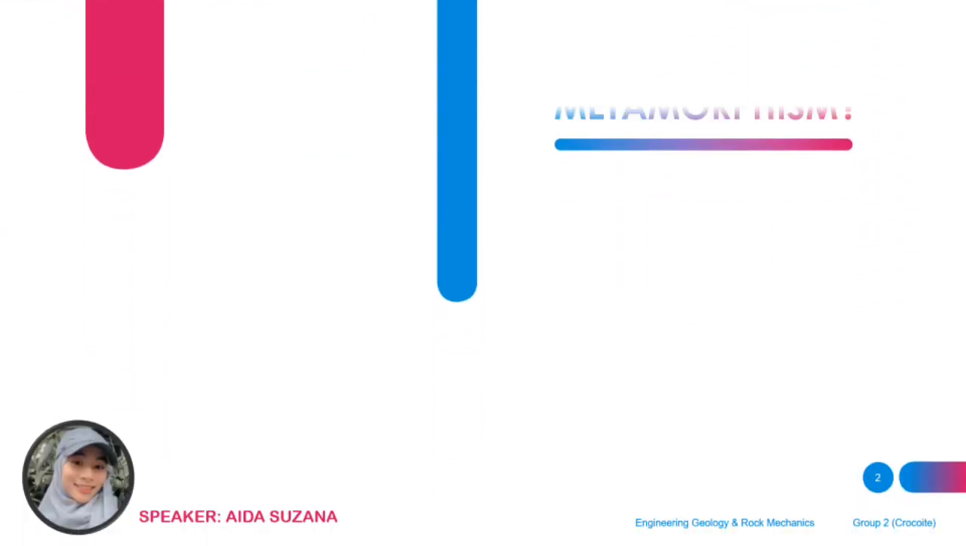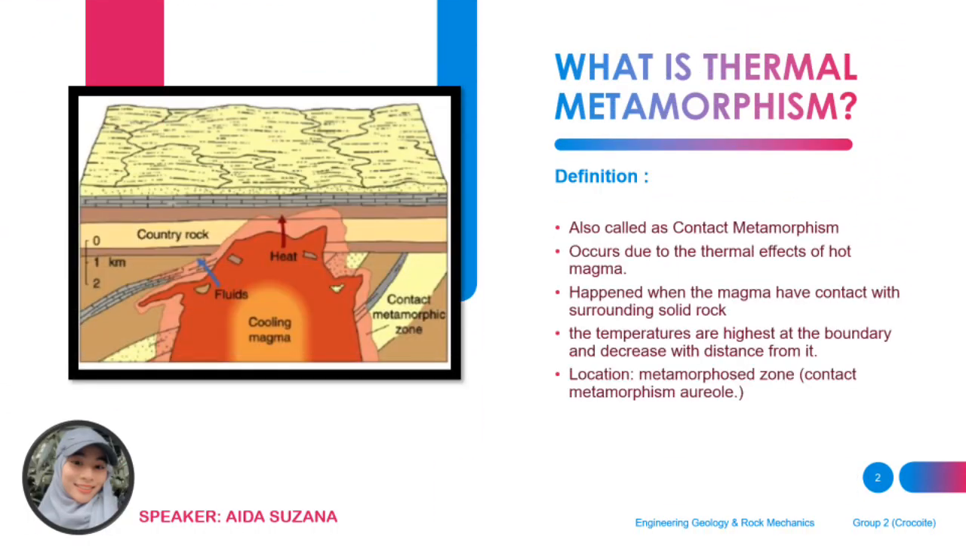Did you know what is thermal metamorphism? Let me tell you. Thermal metamorphism, or we also call as contact metamorphism, is the name given to the changes that take place when magma is injected in the surrounding solid rock. The changes that occur are greatest wherever the magma comes into contact with the rock, because the temperatures are highest at the boundary and decrease with distance from it.